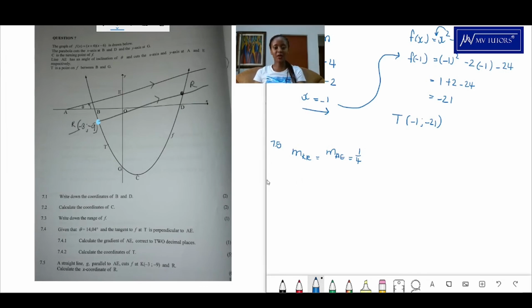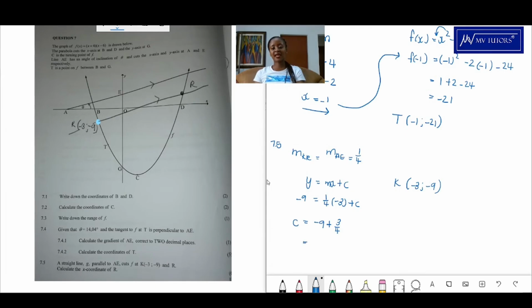Okay, so we already have a gradient for KR, and we have a point. All right, so y is equal to mx plus c, and we can then put it there. We have a point K, which is minus 3, minus 9. So the y value would be minus 9, the gradient is a quarter, the x value is -3, and we have plus c. So -9 equals -3 times the quarter, which is -3/4, plus c. If we take it to the other side, it's going to be +3/4. Okay, so that's 0.75.